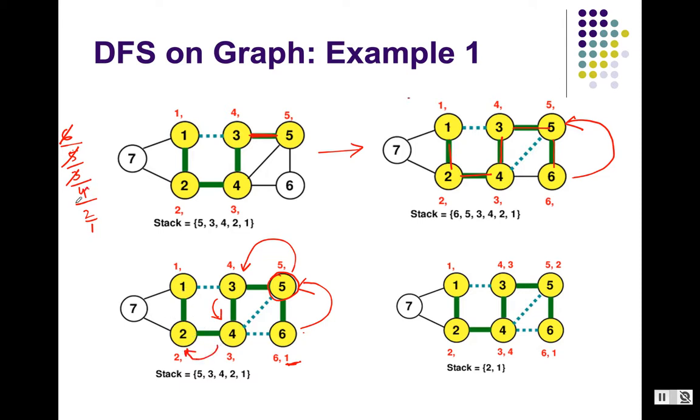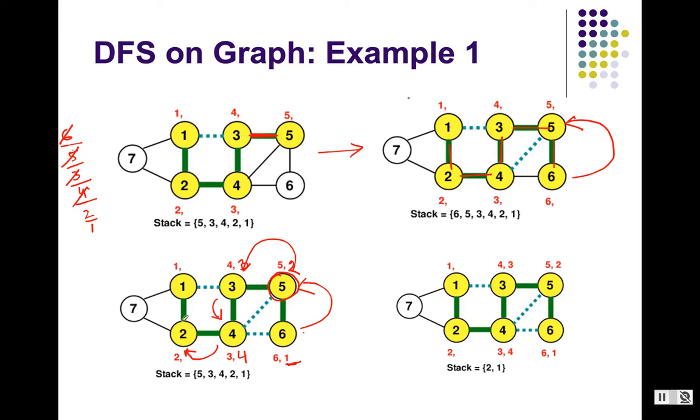We'll pop node 4 and go to node 2, and at that time we are also going to store the finish time information. From 6 to 5 the finish time will be 2. From 5 to 3 the finish time will be 3. From 3 to 4 the finish time will be 4.